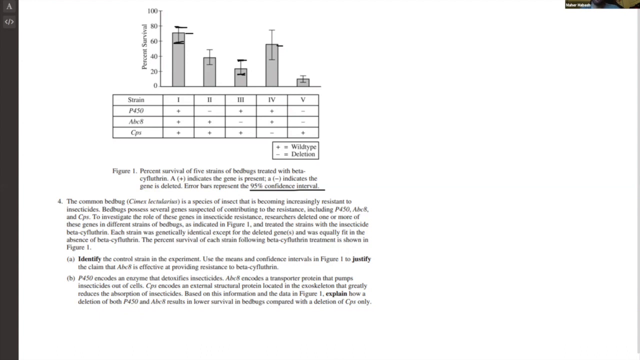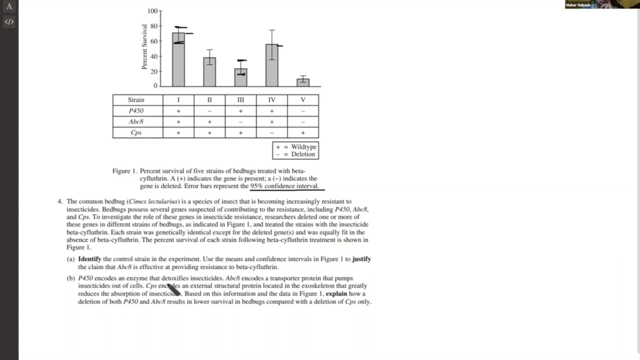Any attempts? So the removal of both P450 and ABC8 makes it harmless to the bugs. Actually, it lowers their percent survival, so it's extremely harmful. So that one, nice attempt. I don't think they'd give credit for that one. So let's take a look at it.